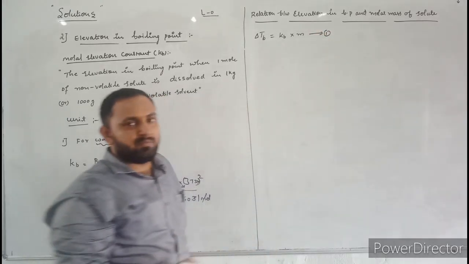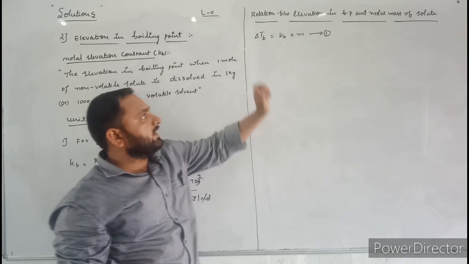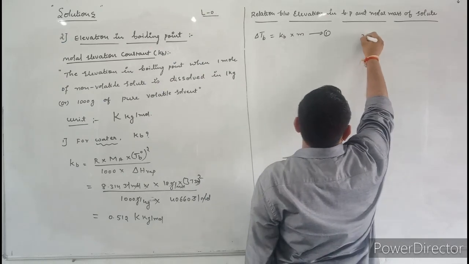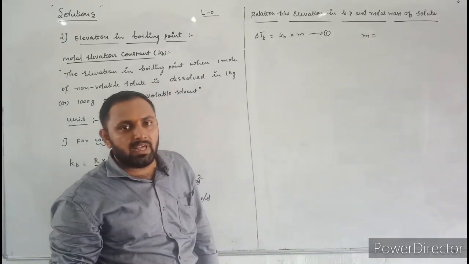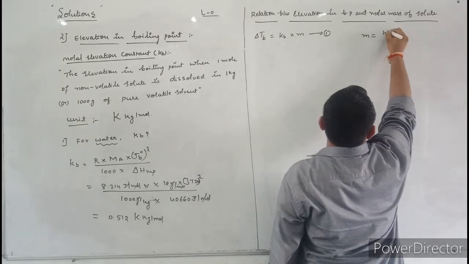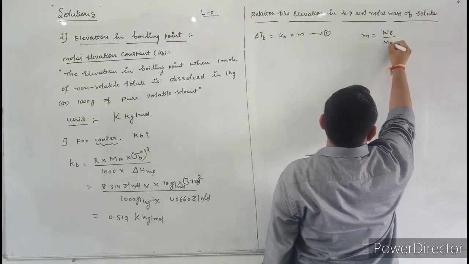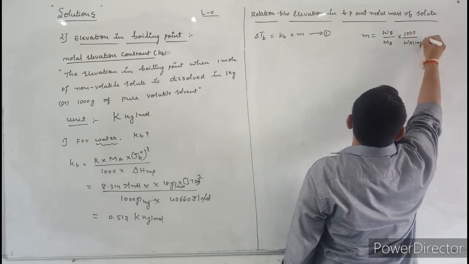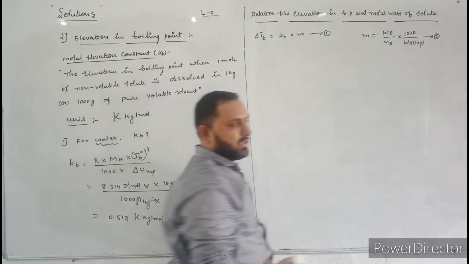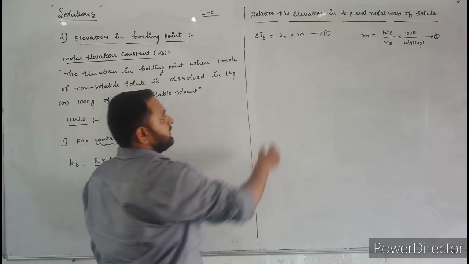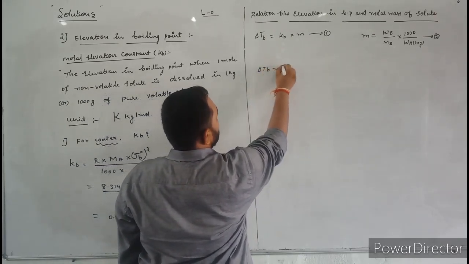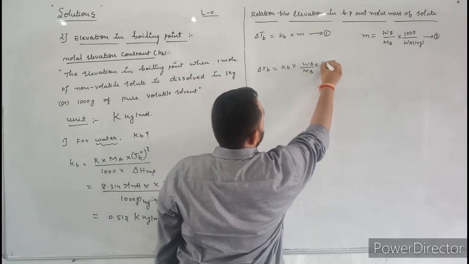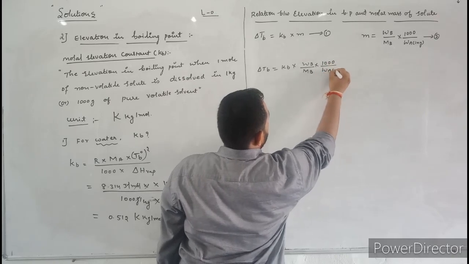Now if you substitute m value in equation 1, then you will get the relation between elevation in boiling point and molar mass of solute. Here I will write m value. What is the formula to calculate molality? Molality is equal to weight of solute divided by molar mass of solute into 1000 divided by weight of solvent in grams. This is the equation 2. You just substitute equation 2 in equation 1. Then you will get delta Tb is equal to Kb into weight of solute divided by molar mass of solute into 1000 divided by weight of solvent in grams.